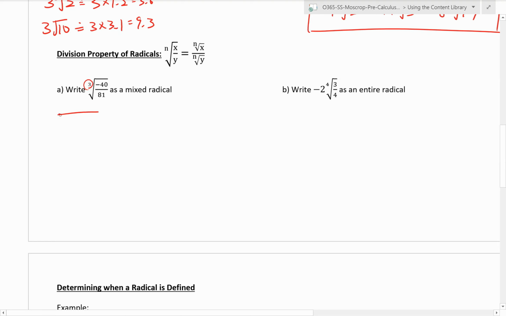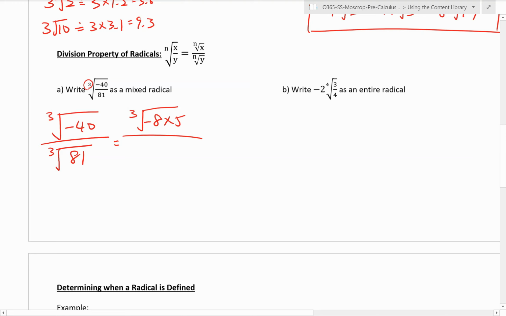So I can do this right now. First of all, I'm going to split this into the cube root of 40 divided by the cube root of 81. And I know -40 is the same thing as -8 times 5. And again, I use -8 because that's a perfect cube.